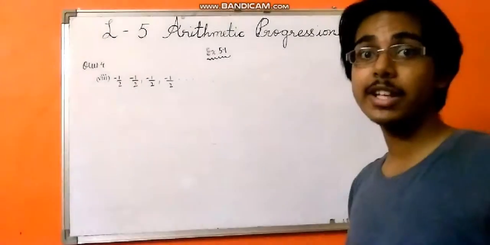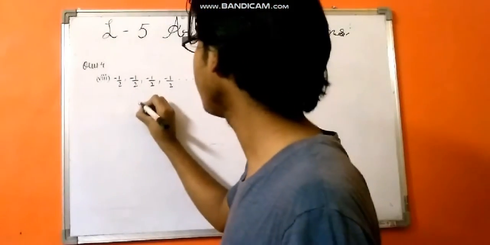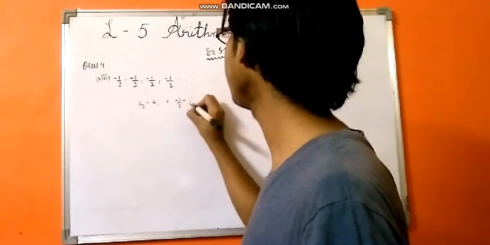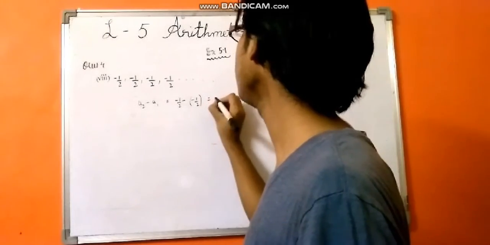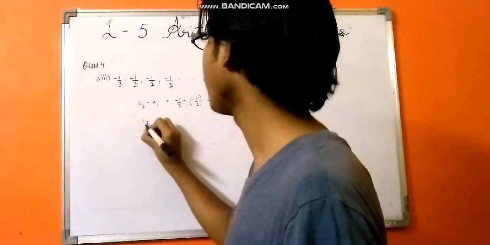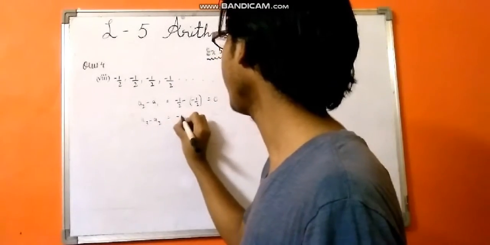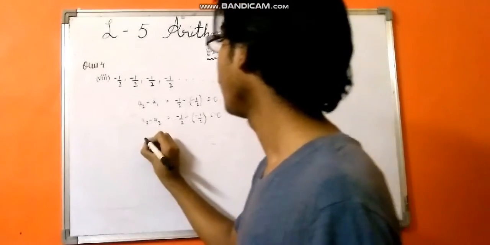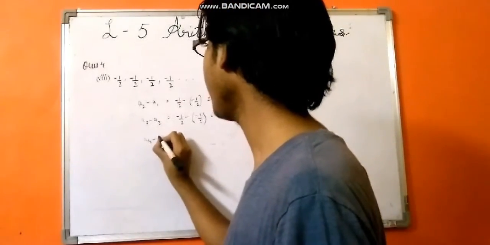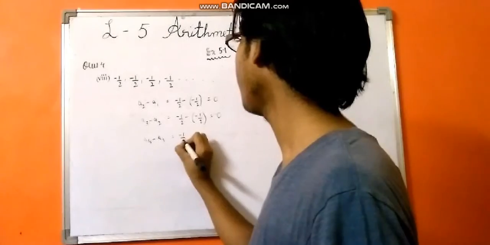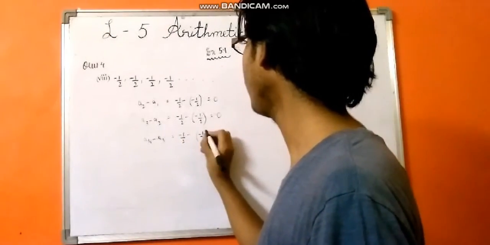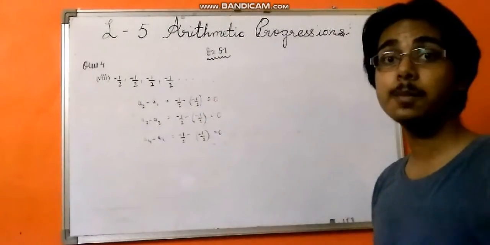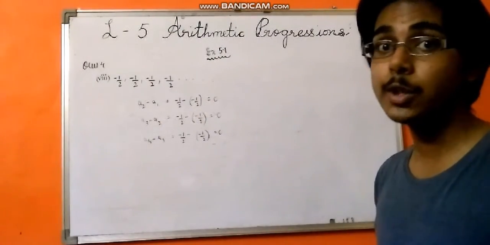Now let us try to find whether it is an AP or not. A2 minus A1 equals minus 1 by 2 minus 1 by 2, which equals 0. A3 minus A2 would be equal to minus 1 by 2 minus 1 by 2, which equals 0. A4 minus A3 would be equal to minus 1 by 2 minus 1 by 2, which equals 0. So you can see that the common difference between all the corresponding terms is 0. Therefore this is an AP and we need to find the next terms.